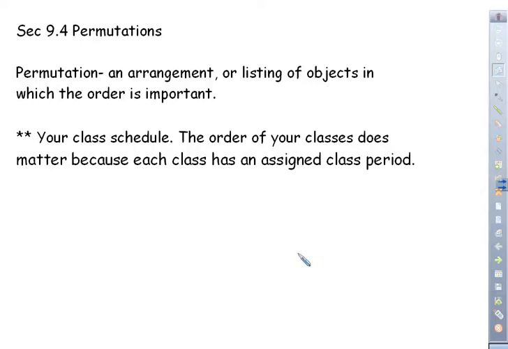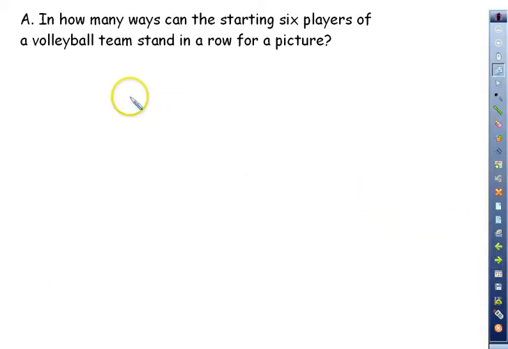9.4 Permutations. Permutations are an arrangement or listing of objects in which the order is important. For example, your class schedule. The order of your classes does matter because each class has an assigned class period. And we'll talk further about that tomorrow.